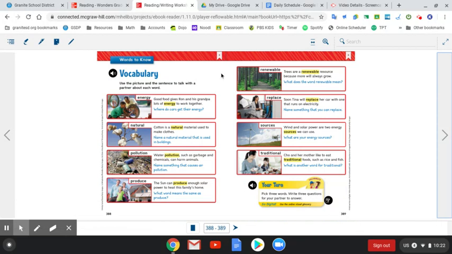After you do that, you can go through the vocabulary words. So these will be our vocabulary words for the week. So we have energy, natural, pollution, produce, renewable, replace, sources, and traditional.